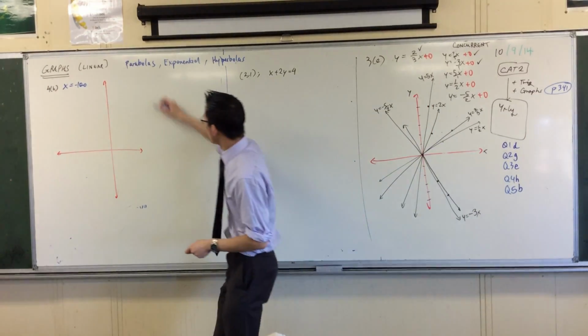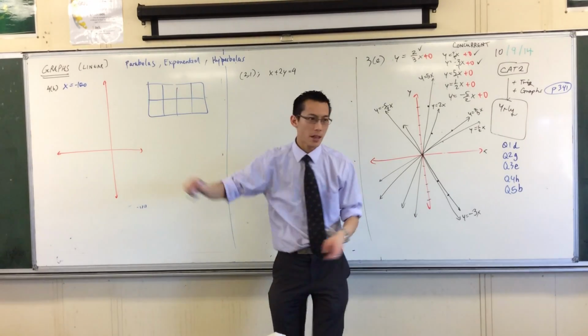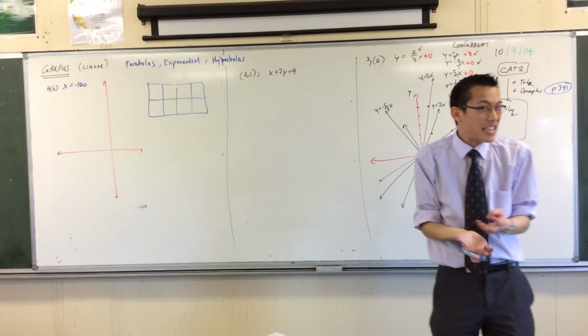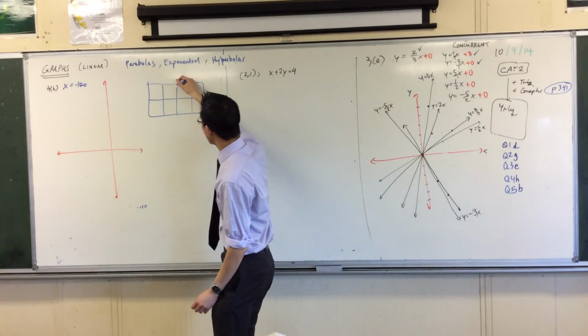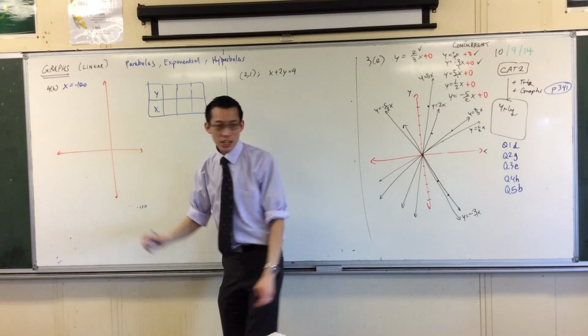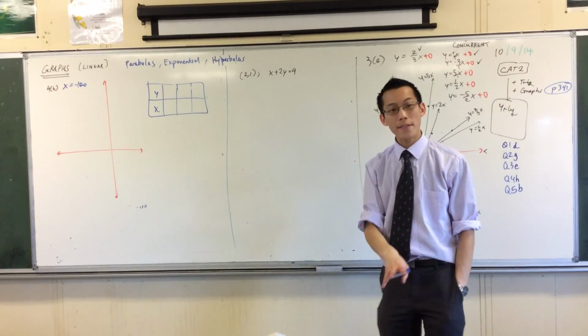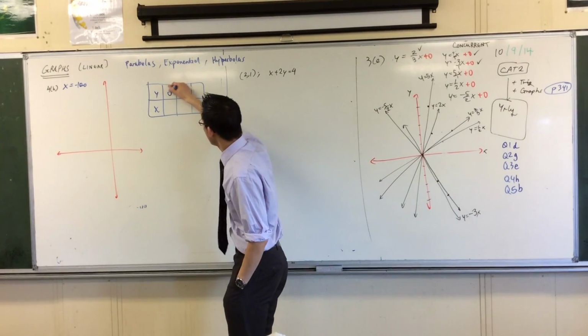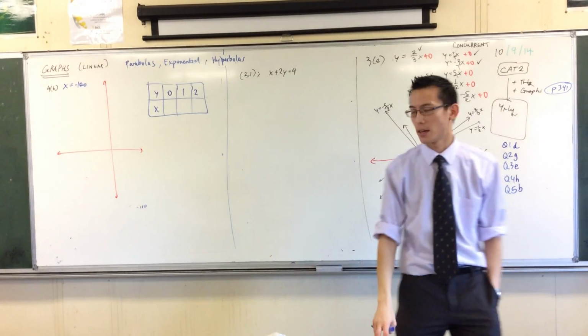Now, plotting points is when you draw up a table like this, okay? And you say, well, okay, let's just see what happens and then see if we can join the dots, okay? So here's what we're going to do. We're going to try some different y values and some different x values, okay? The y values I'm going to try out are 0, 1, and 2. They're kind of a standard place to start, okay?